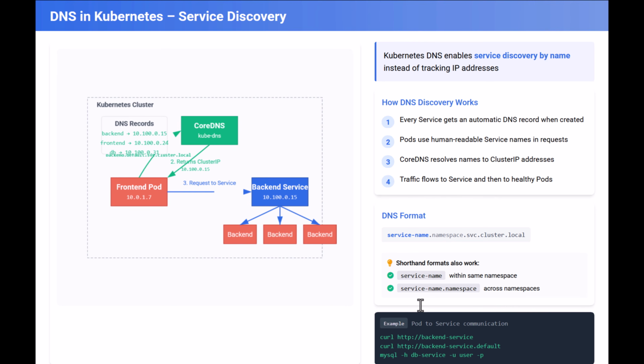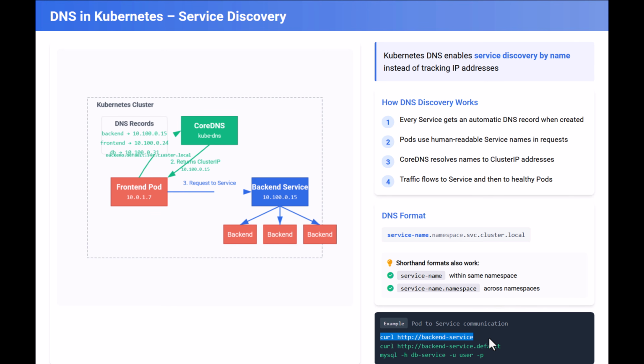Do you know Kubernetes has built-in DNS? That means you do not need to memorize the pod IPs anymore. Every time you create a service, Kubernetes automatically creates a DNS record for it. So instead of calling your backend using an IP address, you can just use the service name like this, curl http://backend-service. Behind the scenes, here is what happens.